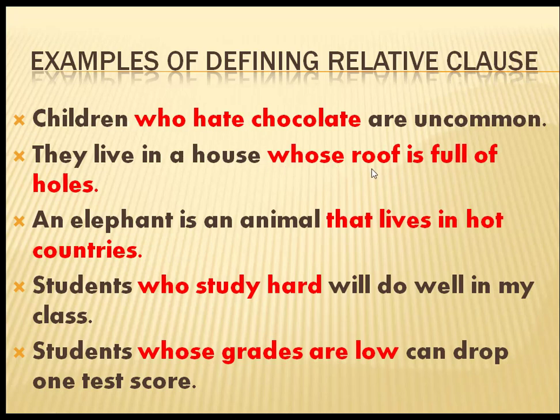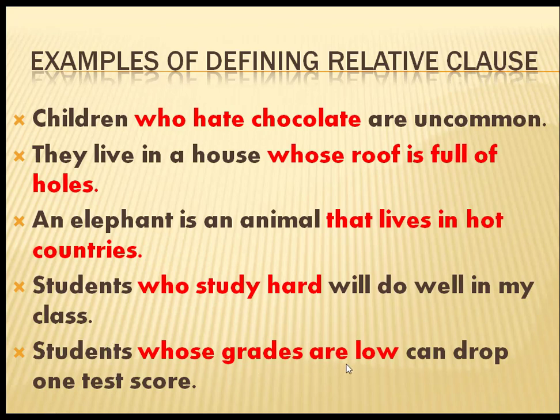They live in a house whose roof is full of holes. Whose roof is full of holes is the defining relative clause. An elephant is an animal that lives in hot countries. This, that lives in hot countries, is the defining relative clause. Students who study hard will do well in my class. Students will do well in my class. If I say like this, which kind of students will do well in your class? All the students? Then the question comes in the mind. So only the students who study hard will do well in my class.